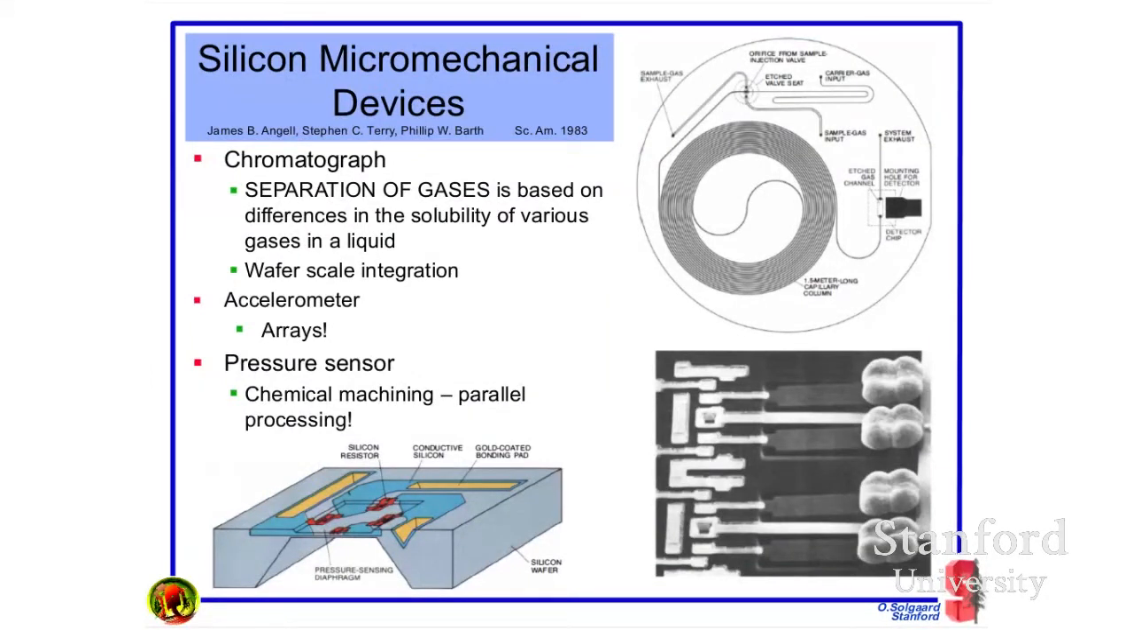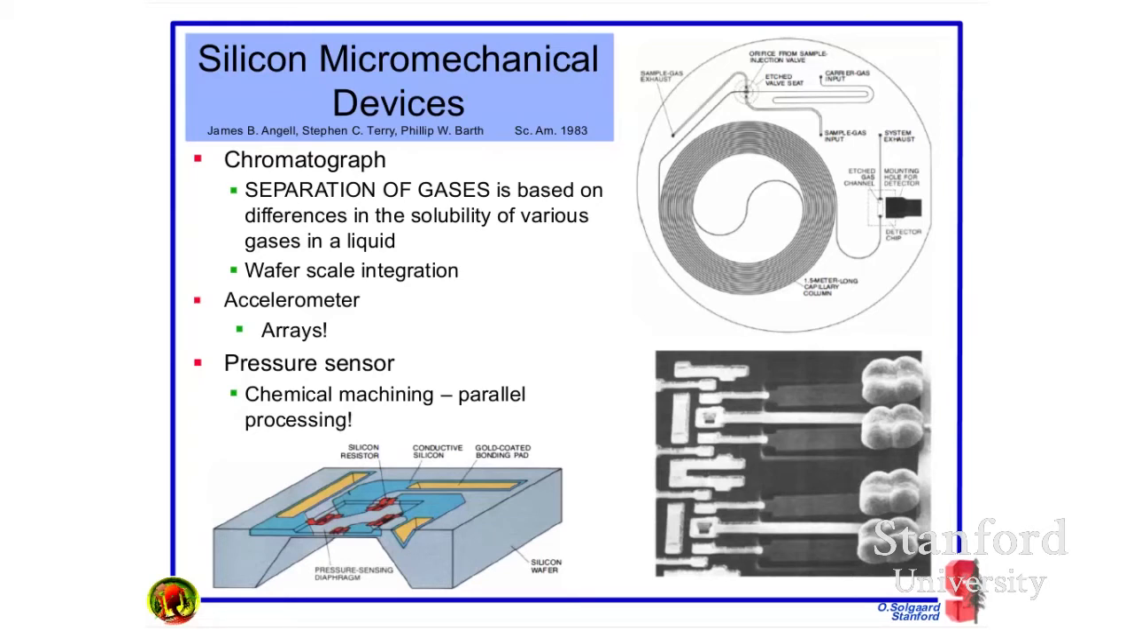These are some figures from an article I read in 1983 when it was published in Scientific American, and James Angel and the other gentlemen on this paper were here at Stanford at the time, and they did some very, very cool things. They wrote about this gas chromatograph, which I'm going to explain how that works. It's actually not an example of something that's a mass on a spring. It's a wafer scale integration. It basically measures the composition of gases, or gas mixtures.